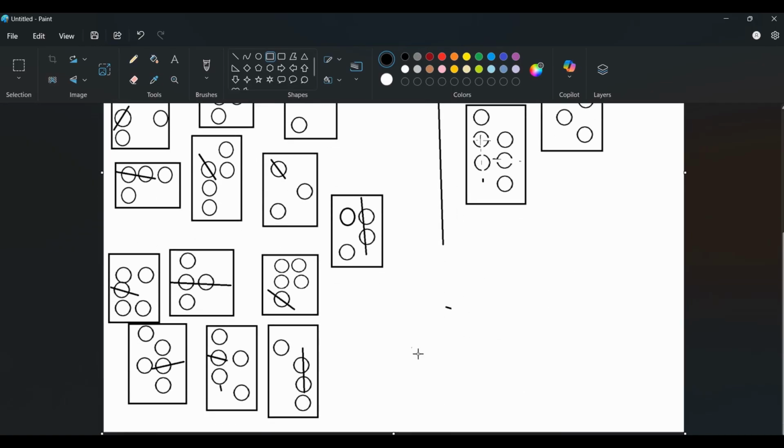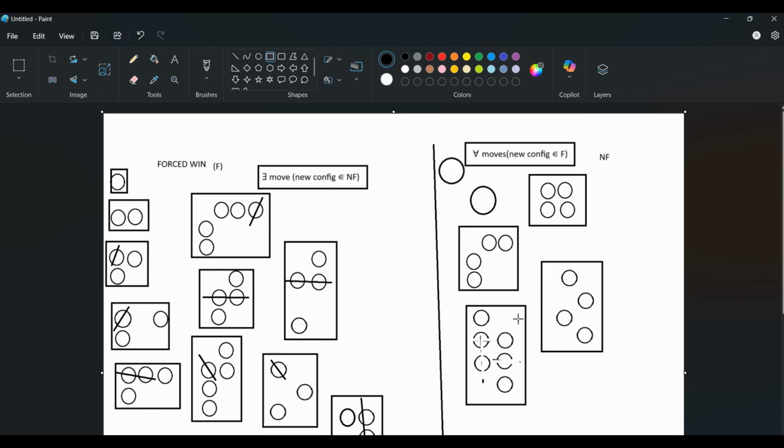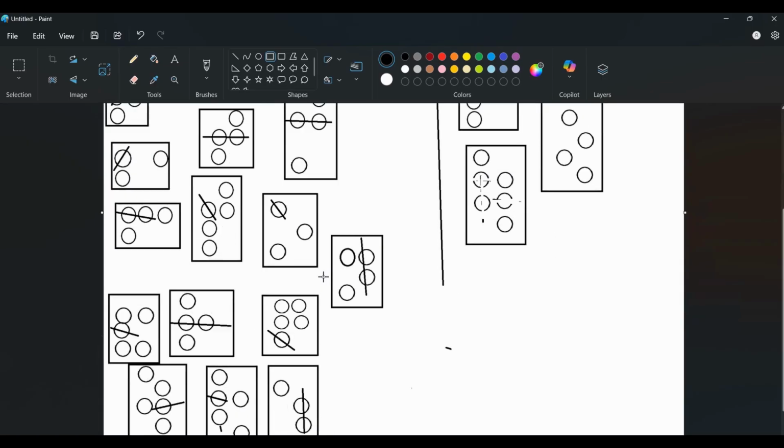We can keep doing this until we reach all configurations, and for every configuration, it will either belong to the F category or the NF category. And here you can see all the strategies that you can take when you land on a specific configuration.